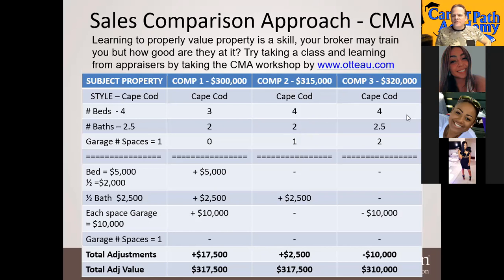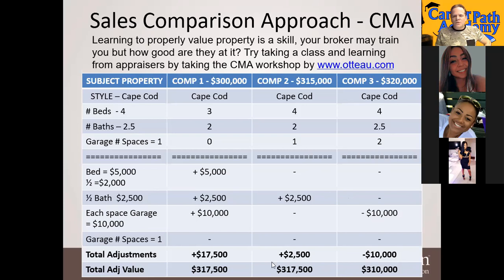Now, comparable 3 is a little bit different. It has the same number of bedrooms and the same number of baths. It has an extra garage, so it has a feature that the subject property does not. And we know that the garage is valued at $10,000. So we're going to subtract that extra garage space's value from its overall sale price, giving it an estimated value of $310,000. So what is the price range that this house should sell in? Anywhere between $310,000 and $317,500.